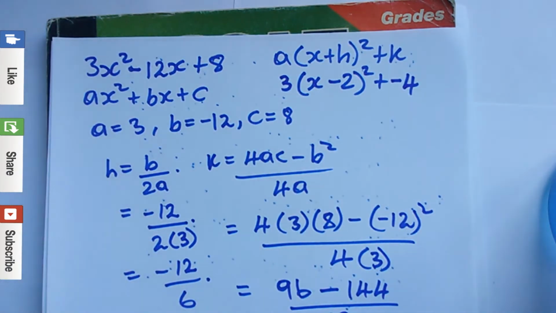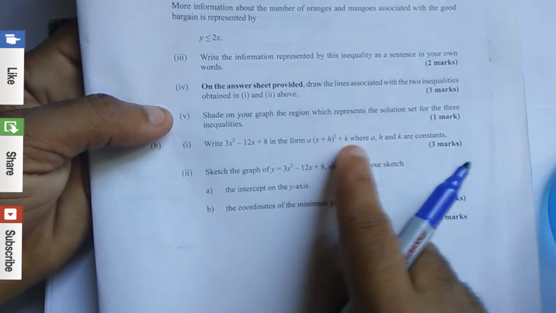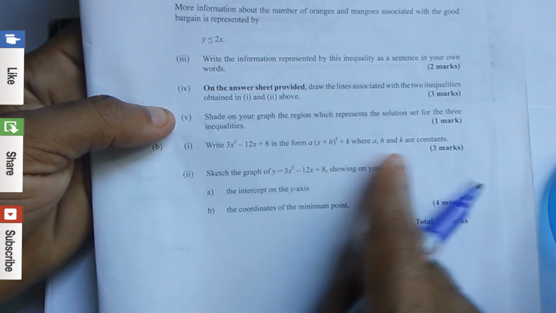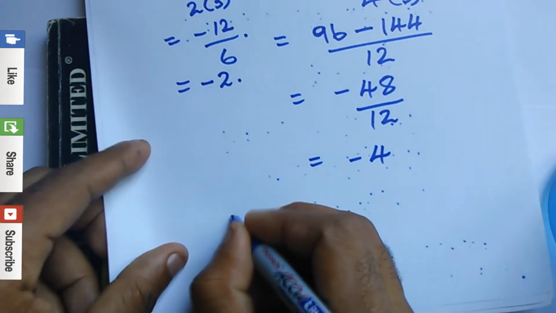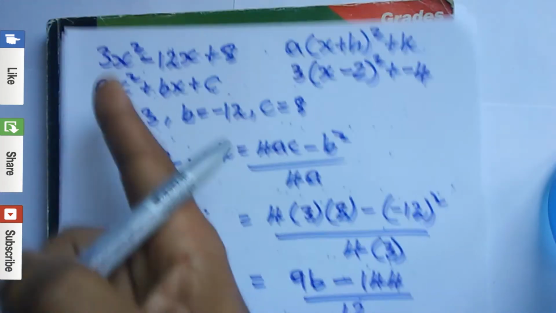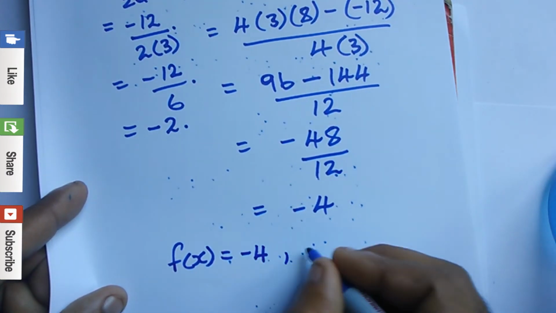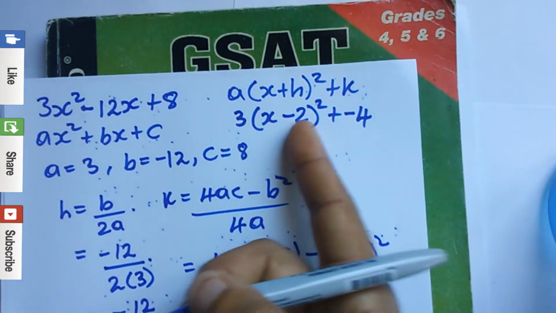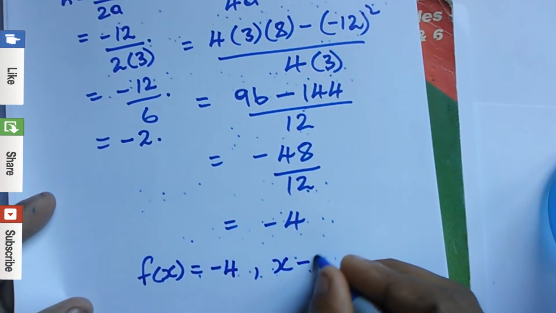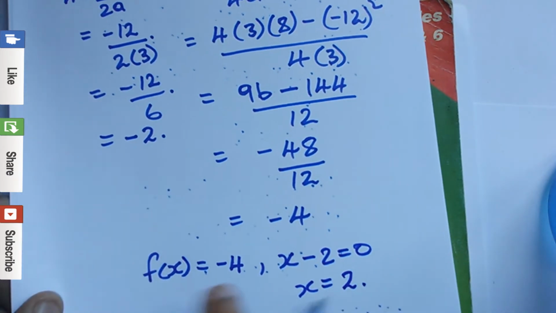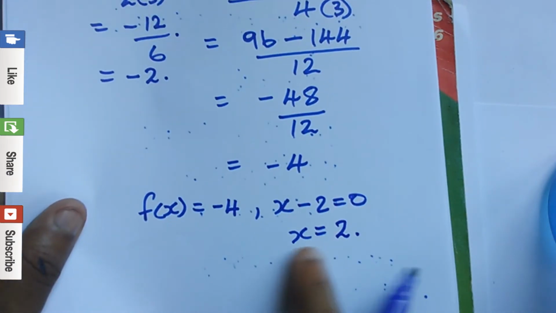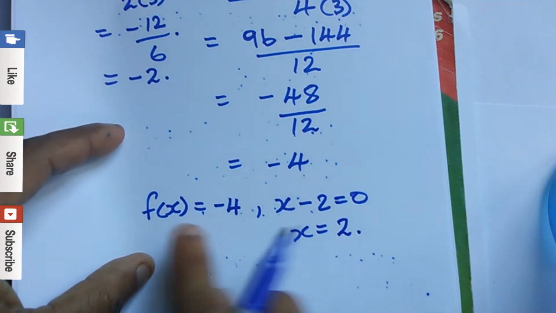Now, for this one they didn't ask about any maximum value or any x value, but I'm going to list those values. So f of x in this case is a minimum because the coefficient is positive. So f of x would be equal to the k value, negative 4, and to determine the x value, you let this section equal to 0. So x minus 2 equal to 0, so x would be equal to 2. This is the minimum value for f of x, and this is the value of x for which f of x is a minimum.